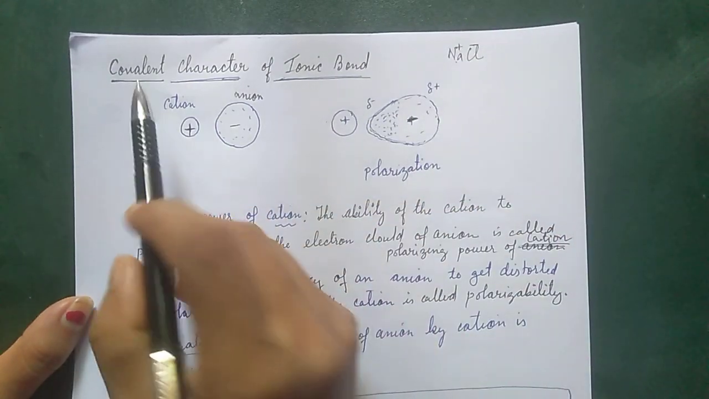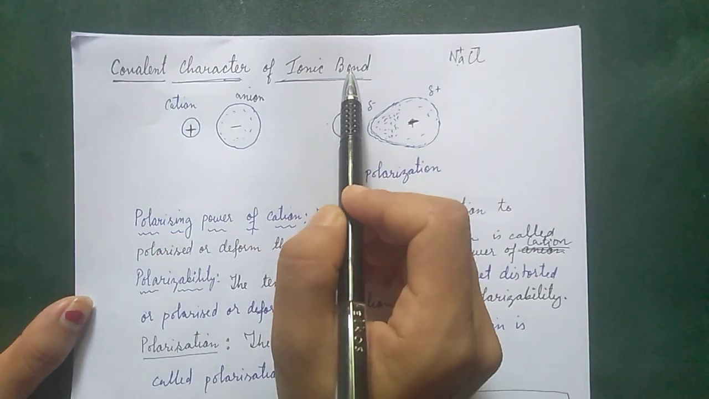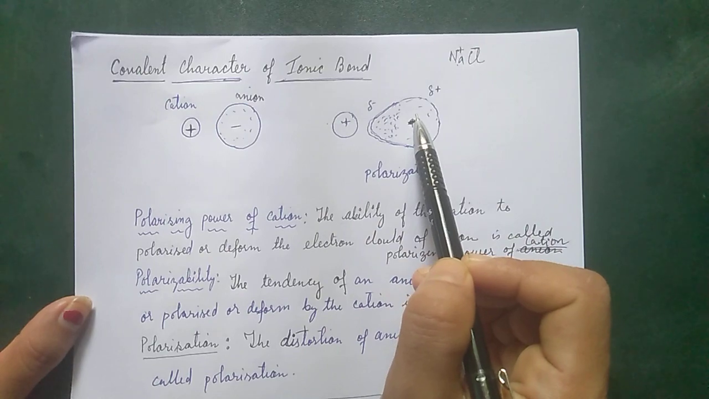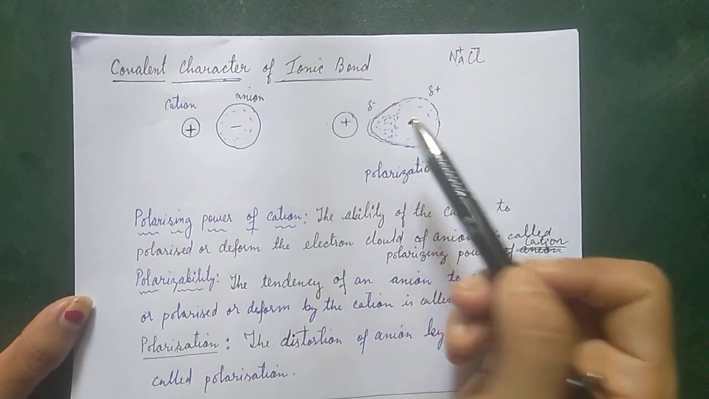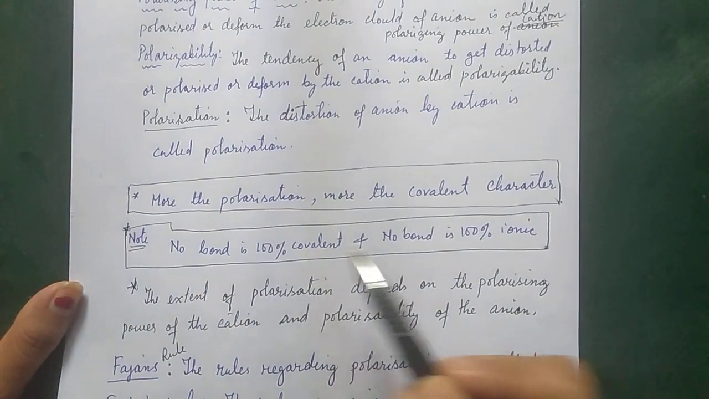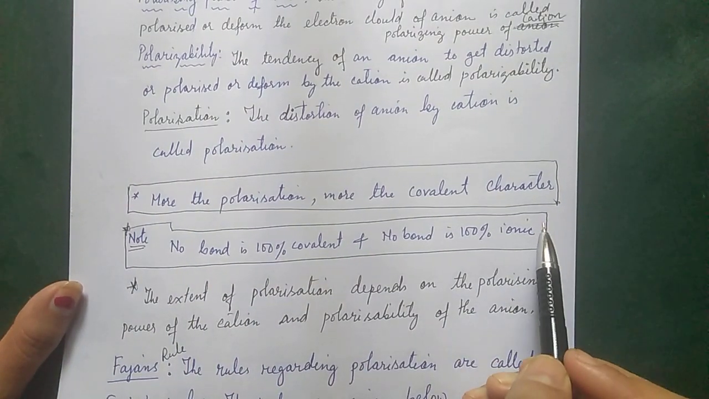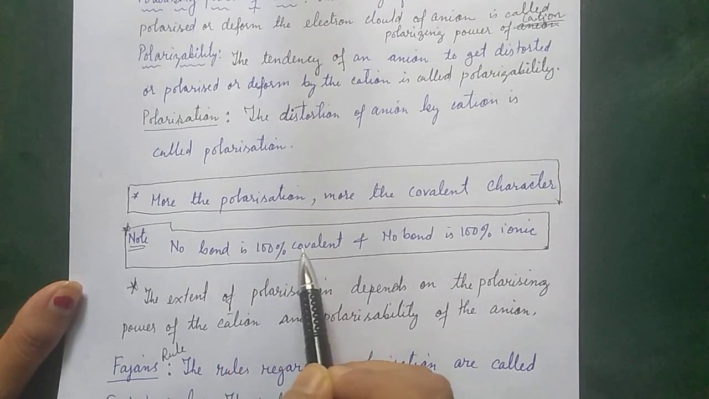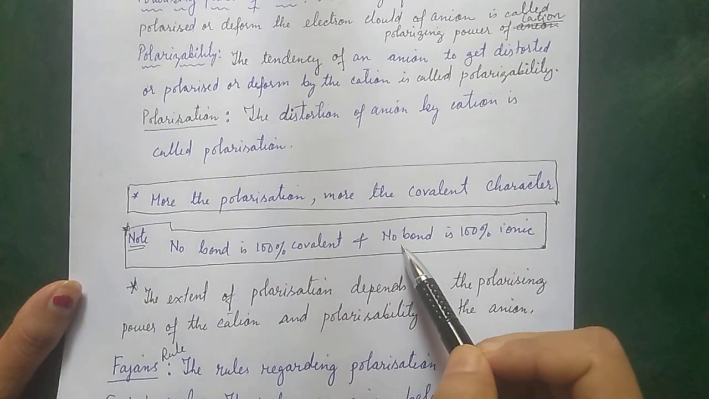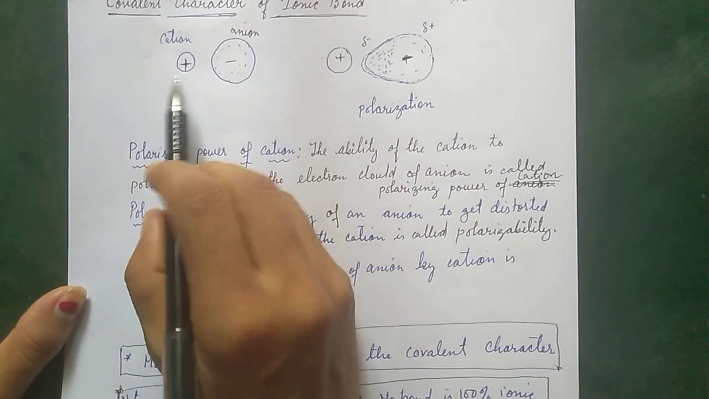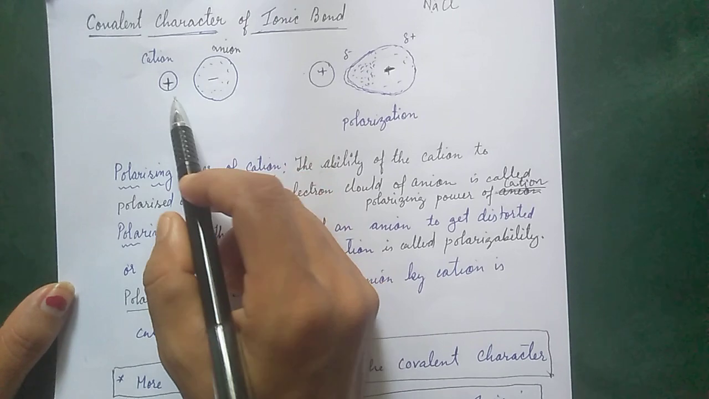So that is the covalent character of ionic bond. That means there is some partial covalent character in the ionic bond also. Remember that no bond is 100% covalent, and no bond is 100% ionic. Some percent of ionic part is present in the covalent bond, whereas some percent of covalent character is present in the ionic bond.